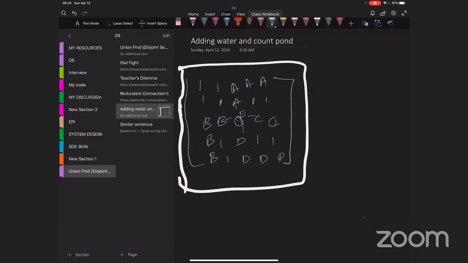So that's a good point. If I'm going to make this E, that means I have to go everywhere in all directions and change all B to E. Basically I have to change a lot of places, right? Is that your point? Yes, that's true. So that's the problem we try to solve with union find. It's just background on how we can solve that.